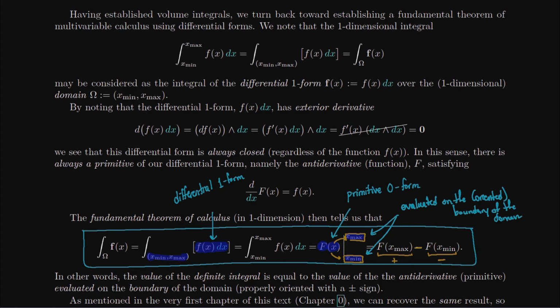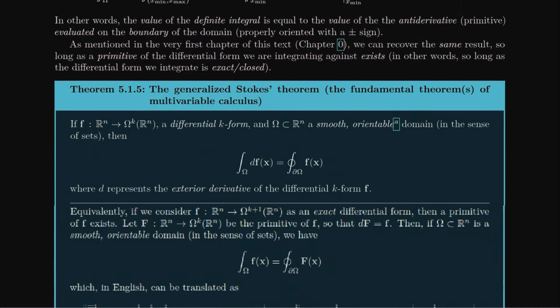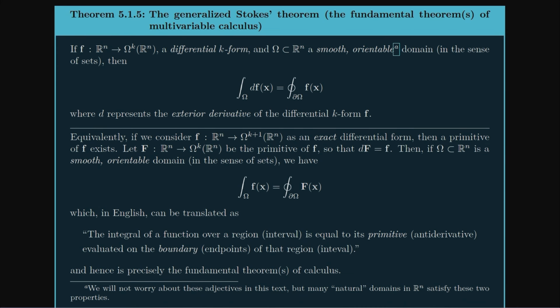But that's really what this one-dimensional fundamental theorem is saying. You've got a differential one form that you find the primitive of, and then you evaluate the primitive on the boundary with a specific orientation. We're going to see if we can get the exact same thing in higher dimensions. And of course, we do get the exact same thing in higher dimensions. Here's our generalized Stokes theorem that you actually know how to understand now.